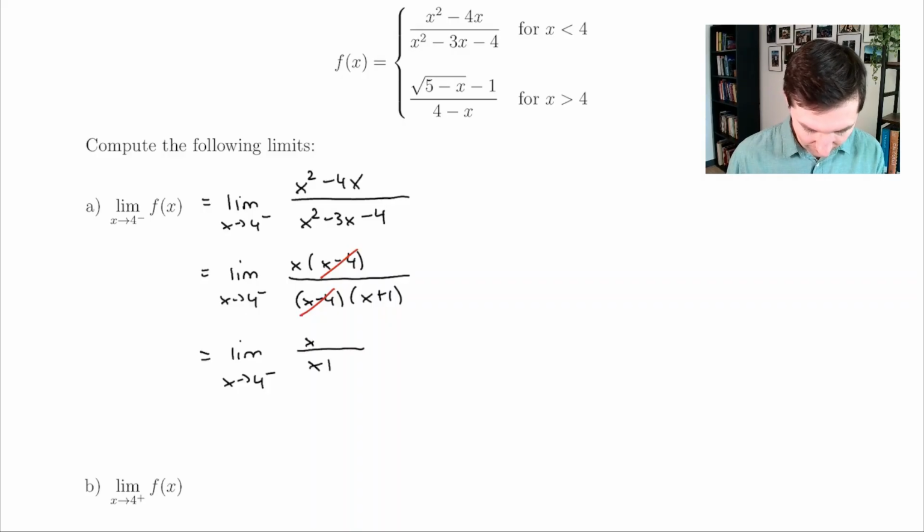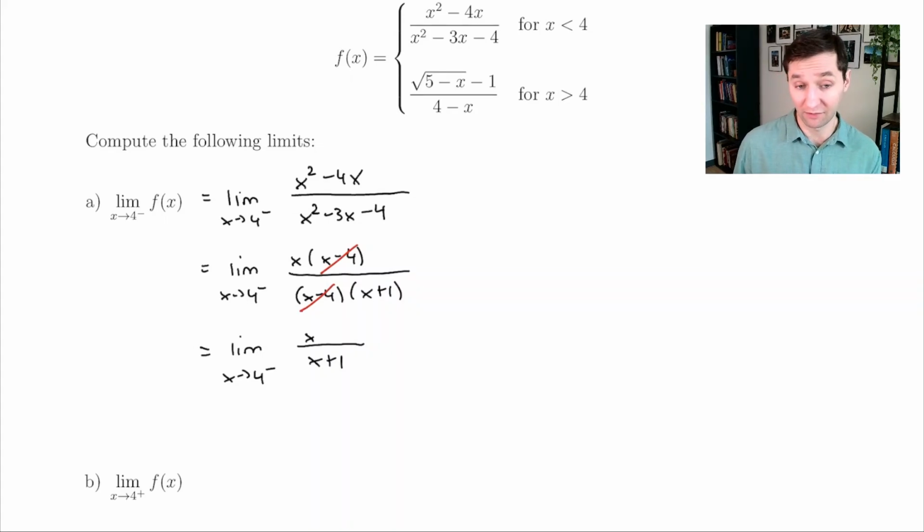Now I will apply the direct substitution property. I plug in 4 to the expression, and I get 4 divided by 5. So the limit from the left of this function is 4 divided by 5.